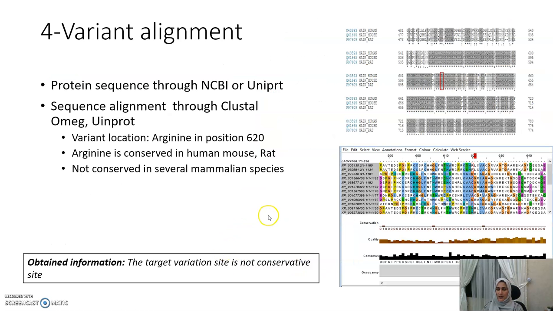Then I go to the variant alignment. I use Clustal Omega, or you can use UniProt as well. First, I did 3 species. I saw that arginine is conserved here. When I go to more species, 12 species, using another website, Clustal Omega, I saw that 620 has different amino acids.